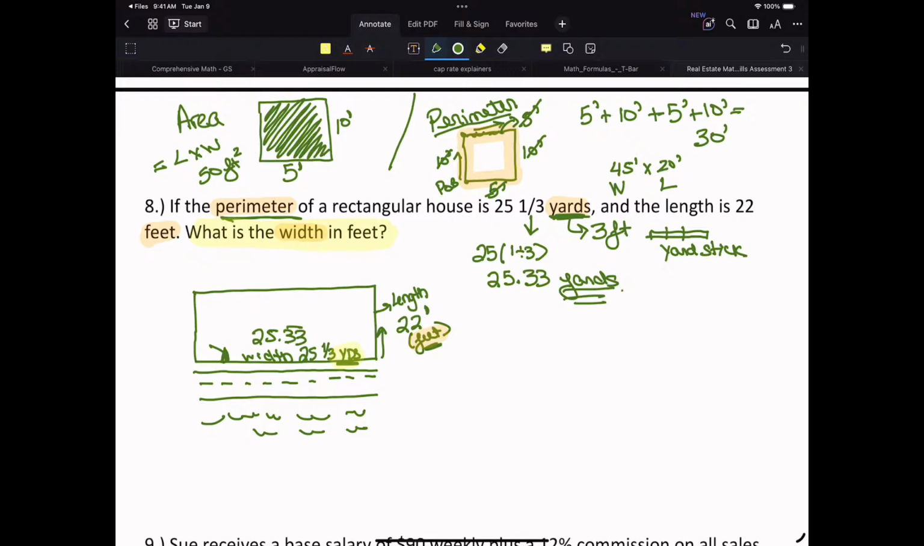So 25.33 yards, what I can do is I can say, all right, 25.33 times 3. Does that make sense? Because what we're saying is, if there's 25 yardsticks and each yardstick is 3 feet, 25.33 is equal to 75.99.